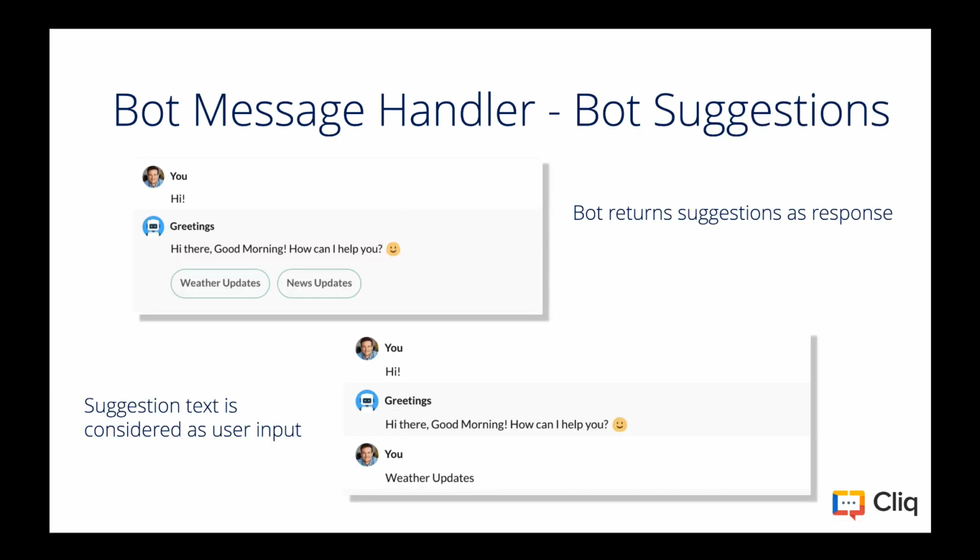So here is a sample example of the same greetings bot returning suggestions to the user along with the greetings. So when the user types a hello or a hi, the bot just says hi there, good morning, how can I help you, and provides two options: news update or weather update. So when the user chooses an option, the suggestion is taken as the user input and the bot responds back with the weather update for the day. So that is the message handler of the bot, where you can train your bot to look out for certain keywords as inputs from the user and then perform an action based on the input.